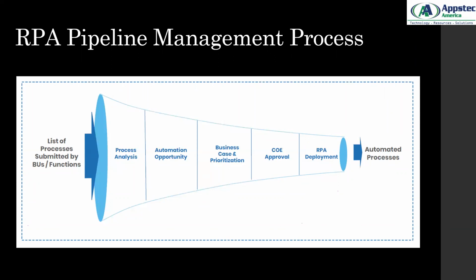Then you have to go for COE approval. When you have your processes ready, feasibility study ready, and prioritization done, somebody who is your authority to approve all your projects for development has to approve, and then it goes for RPA development. That's where the real process of RPA starts, and finally we have the automated process as the end product. So this is the entire pipeline management of RPA that we go through in terms of identifying processes for automation.